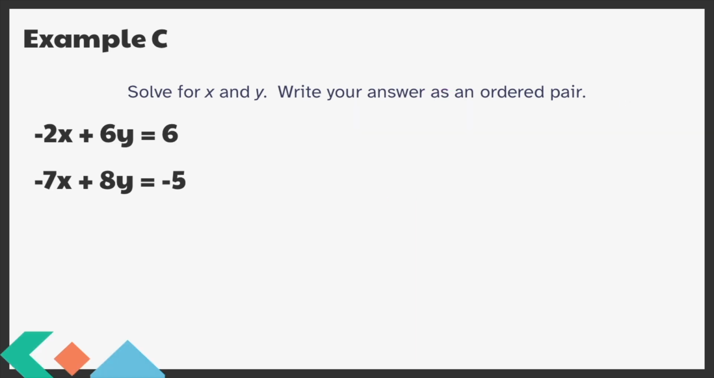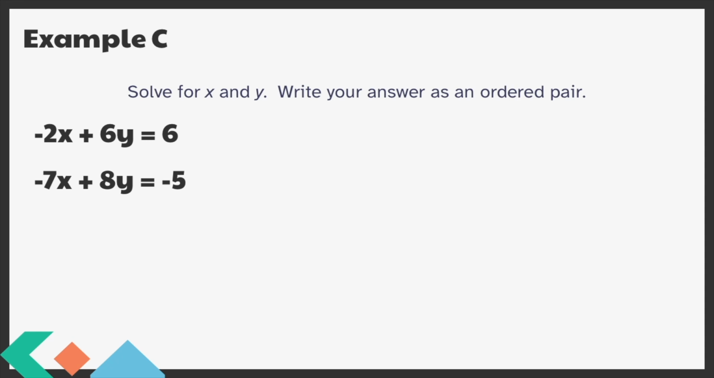Here we are at example C, and it says solve for x and y, write your answer as an ordered pair. So here we've got our two equations, but bad news, none of our variables have been isolated, and it's not going to be easy to get one of our variables isolated. So again, we could pick either one that we want, either x or y, on either one of the equations. But I can see from that second equation that moving 7 around or dividing by 7 is not going to be a lot of fun, so I'm going to try and avoid that. So I've got negative 2x plus 6y, so that's the route I'm going to go.